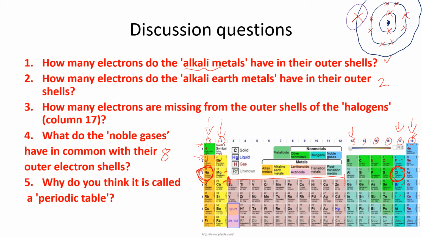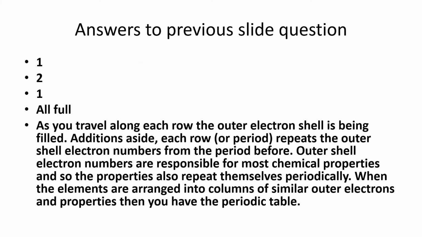So let's answer our questions and summarize all this. How many electrons do the alkali metals have? They have 1. How many electrons do the alkaline earth metals have? 2. How many electrons are missing from the outer shell of the halogens? They are missing 1 because they have 7 out of the 8 possible. Noble gases all have 8. And it's called a periodic table because these rows are periods. That's another word for it. And it runs in this cyclic fashion. And there are our answers. You can pause that and read that in a bit more detail if you like.